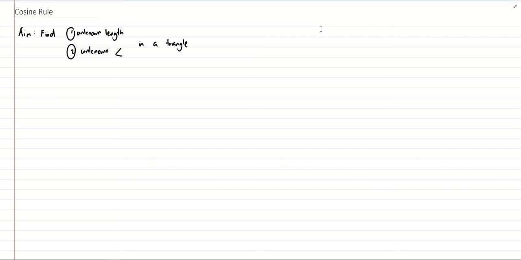Of course, at the start it will be quite hard for you to identify whether you must use the sine rule or the cosine rule. But as time goes by, you will be able to immediately see that you should use the sine rule for this case or the cosine rule for that case. We will go through a summary at the end of everything.